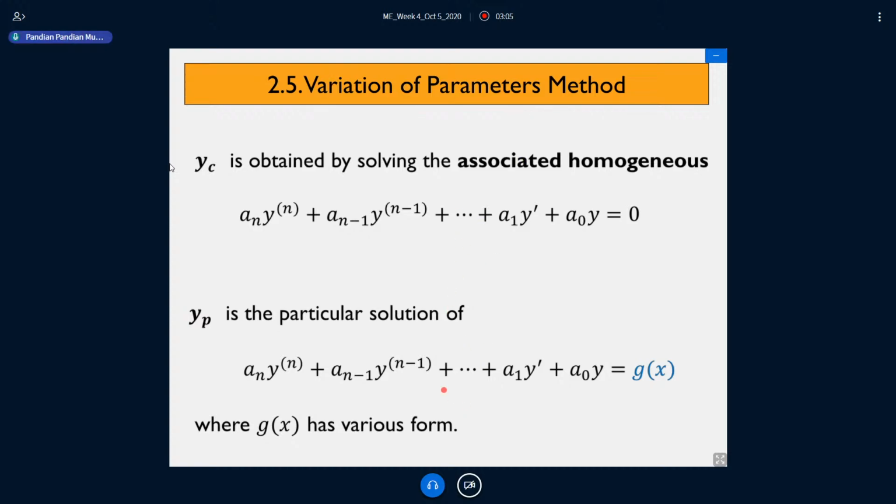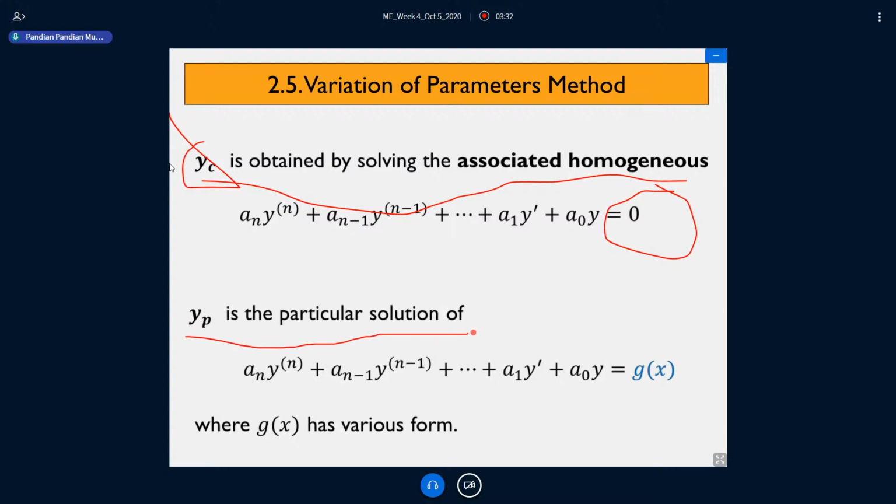consists of two parts. First, you must solve the associated homogeneous differential equation. You see the right hand side, it can be a constant coefficient or it can be Cauchy-Euler, because we study two types, Cauchy-Euler and constant coefficient. So you already know how to find yc. For the yp, you have already done the undetermined coefficient method. But today we are going to do the variation of parameter method.